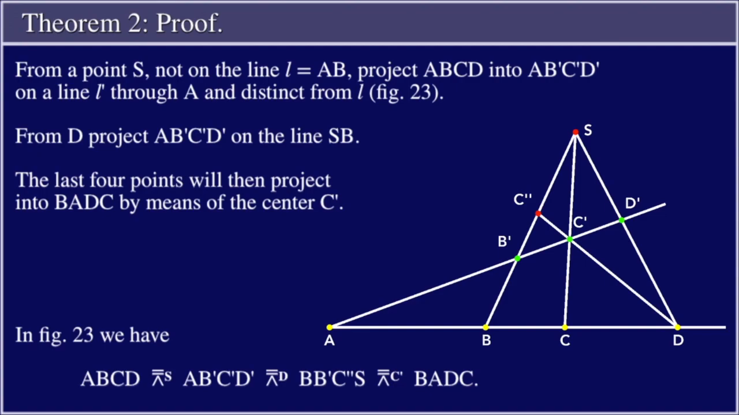In Figure 23, we have ABCD is perspective with center S, with A, B', C', D'; is perspective with center D, to B, B', C', S; is perspective with center C', with BADC.